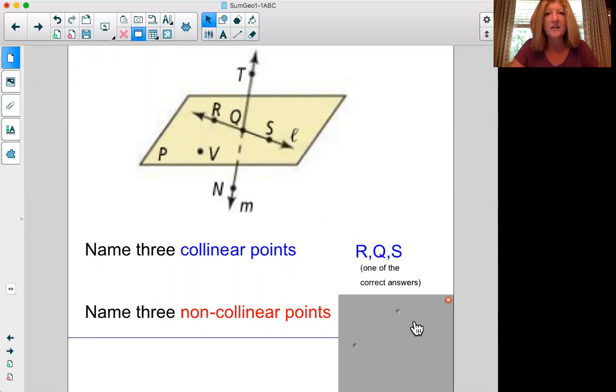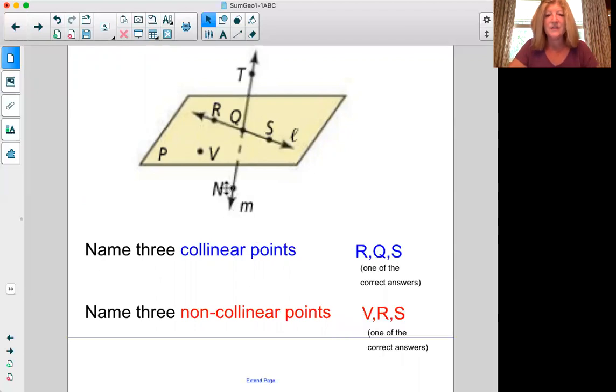What about non-collinear points? There are lots of correct answers you could have said. One of the correct answers is points V, R, and S. It would not be correct if you said P, because P is not a point. I'm going to talk about planes in a moment.